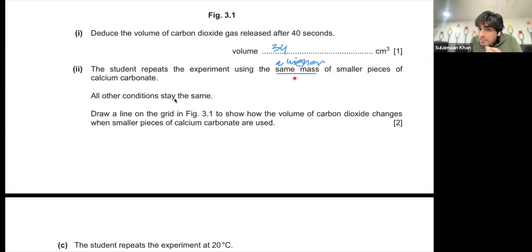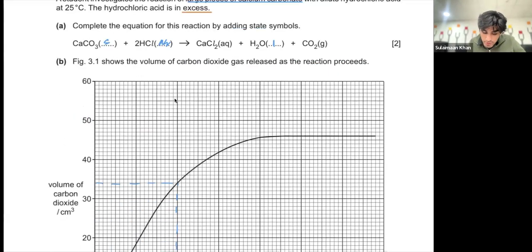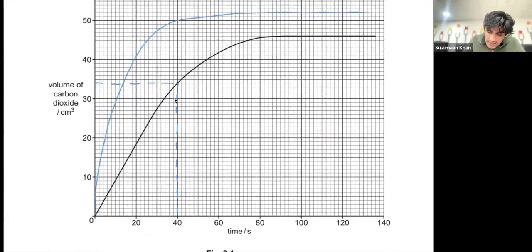But if you have increased the mass as well, you realize that the product is calculated with the help of the limiting reactant. And assuming that even if you increase the mass, the limiting reactant is still calcium carbonate, the moles of calcium carbonate are going to increase. And if the moles increase, the moles of carbon dioxide produced would also increase. And if the moles of carbon dioxide produced increase, the volume of carbon dioxide produced is going to increase. So if you change the amounts, obviously the rate is going to increase because you've effectively increased the surface area.